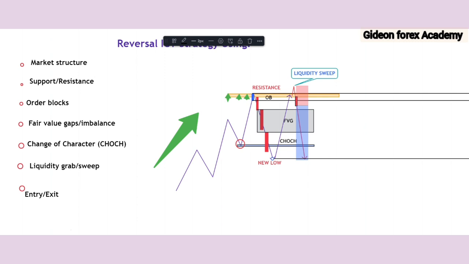Your stop loss would be just above the liquidity sweep, just above the liquidity sweep, or the candle that swept liquidity up here. You would win that trade.